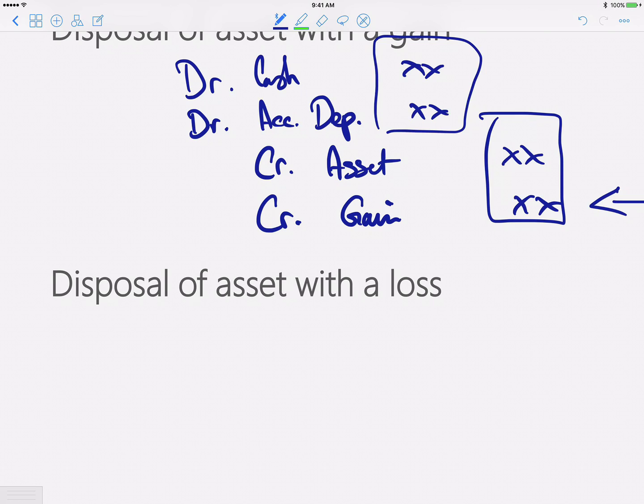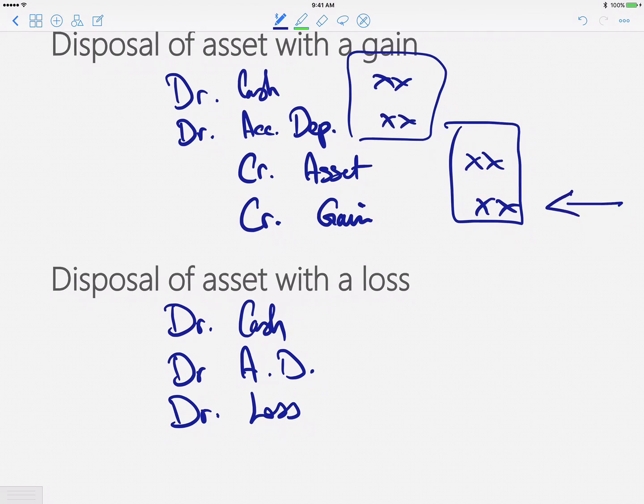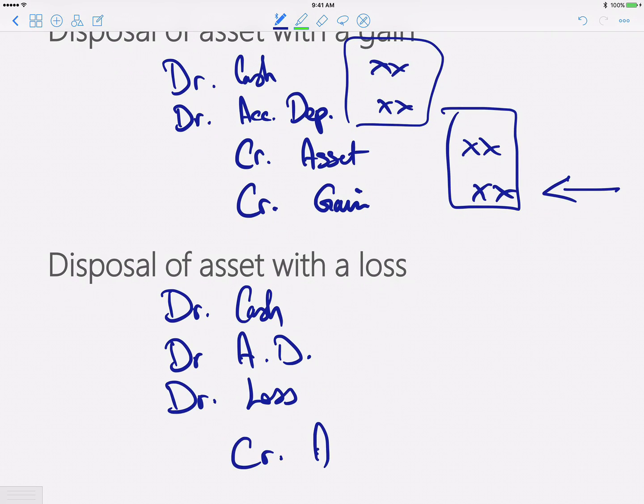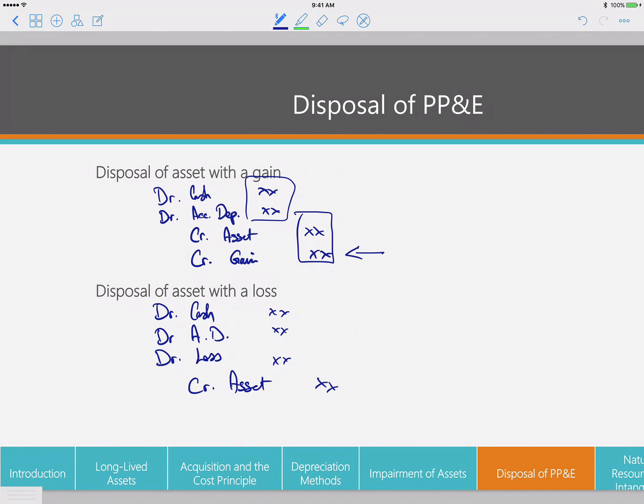If you're disposing of an asset at a loss, you debit cash, you debit accumulated depreciation, but you would also debit a loss on disposal. And then you would credit the asset account. And as you go through problems, you're going to get a hang of this, and it's going to get a lot easier.